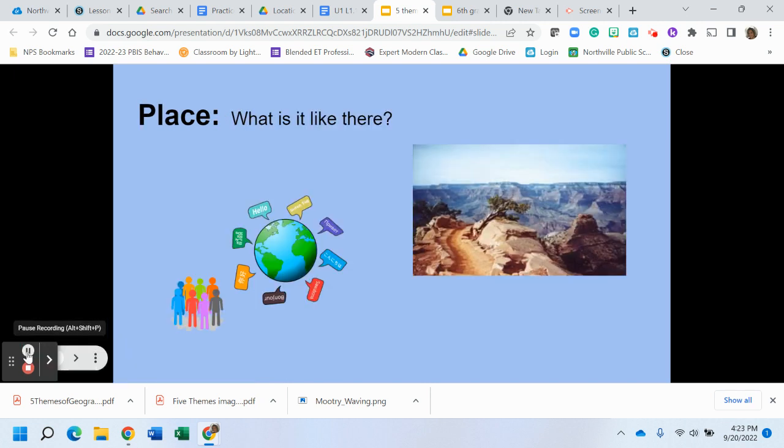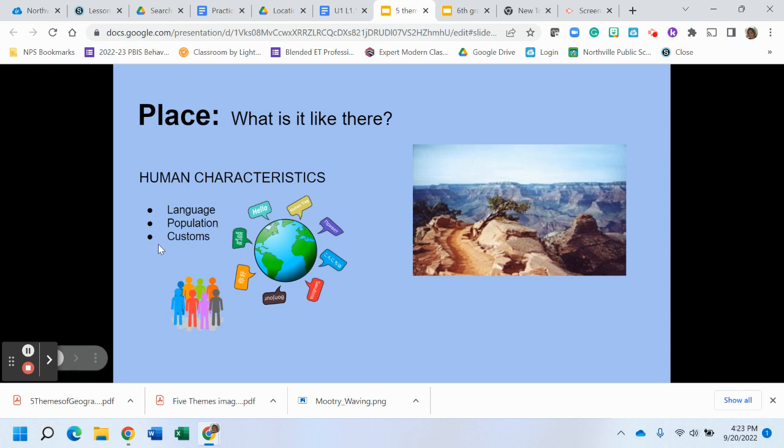The next theme is place, and that answers the question, what is it like there? So add that into your guided notes. There's 2 types of ways we can describe that. The first being human characteristics. So, under human, you write these in. It's things like language. What language do they speak? How big is the population, or who is part of the population? What customs do they have, like food or celebrations?